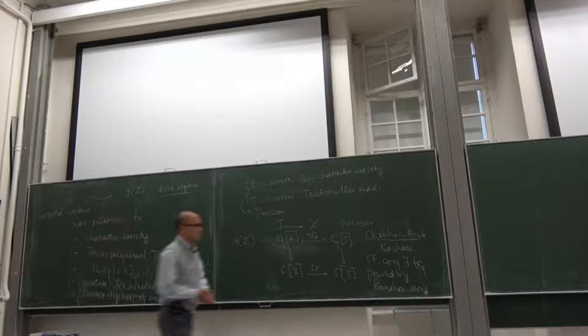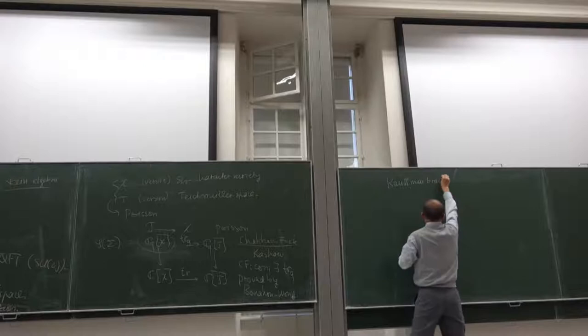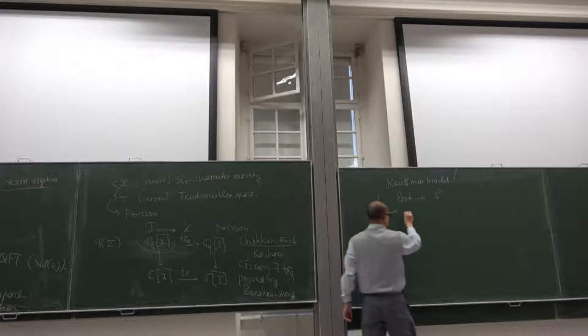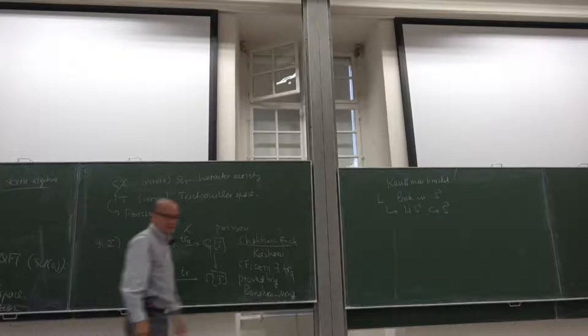Okay, so let me now recall the Kauffman bracket. L here is a link in S^3. By definition, this is just a disjoint union of several S^1 embedded into S^3. You have a finite number of circles embedded in S^3, we call it a link. And in this talk, I will assume that the links are unoriented.